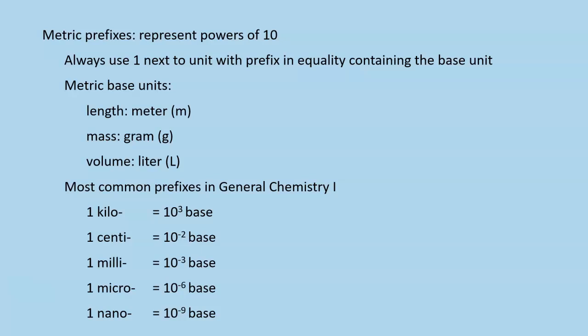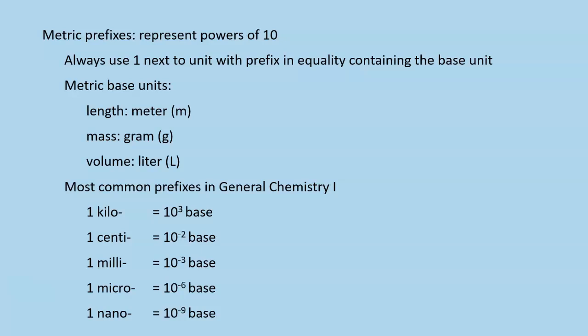So in the metric system, we have 3 types of base units that we'll look at. Length is the meter, represented by lowercase m. Mass is the gram, which is a lowercase g abbreviation. And volume is the liter, which is a capital L as its abbreviation.